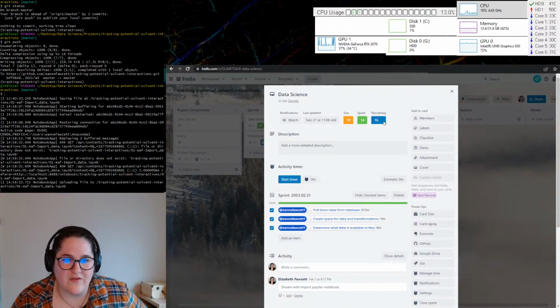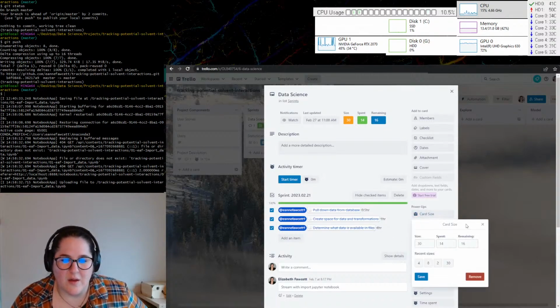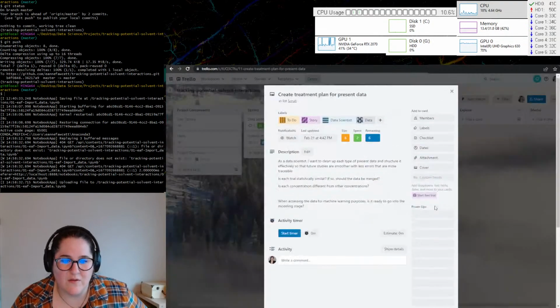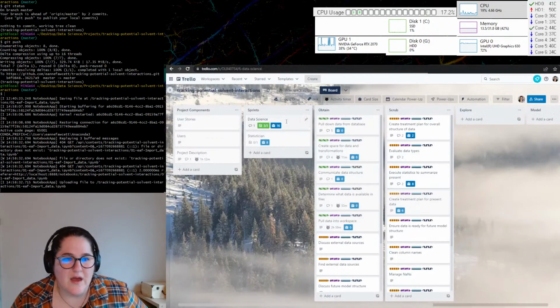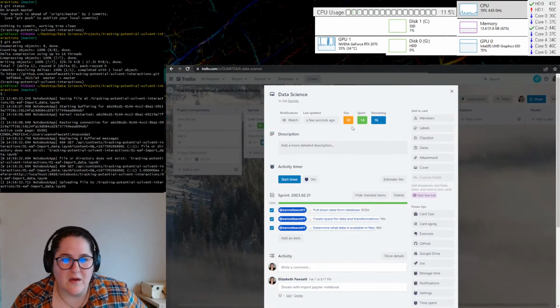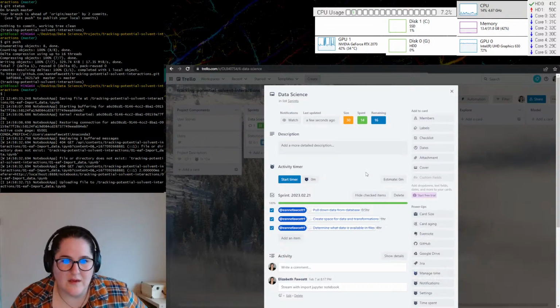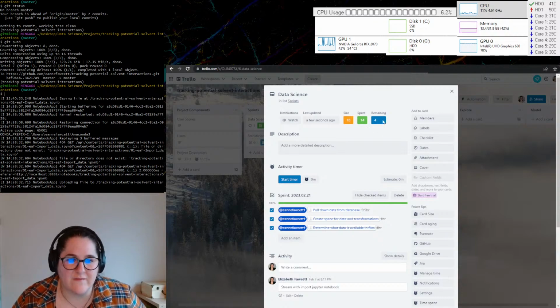And I do believe each of those had 8 story points associated with them. Treatment plan, oh, 4. Okay, I moved that one down. Create treatment plan, this one had 8. So I need to remove a total of 12 story points here. So I currently have 18 total, and I have spent 14. I have 4 remaining.